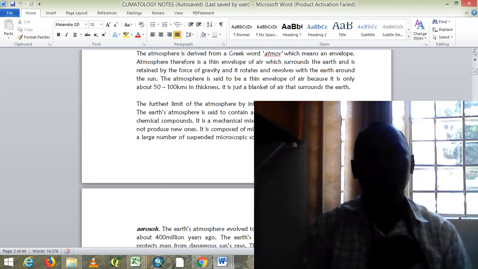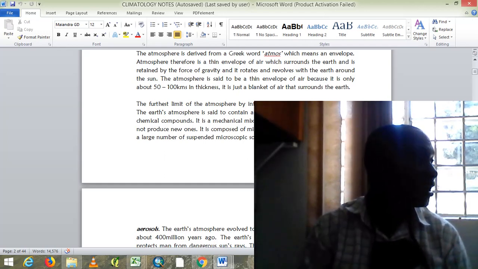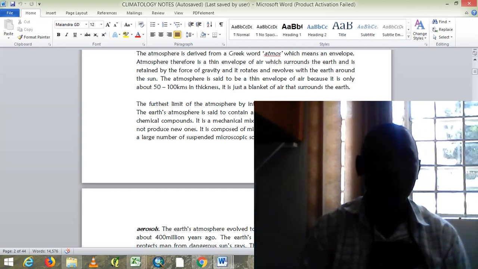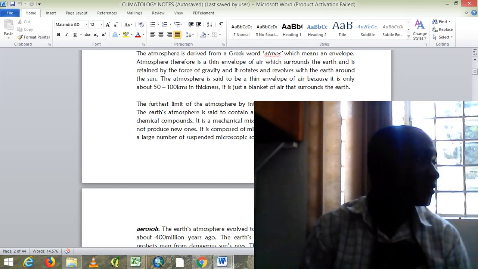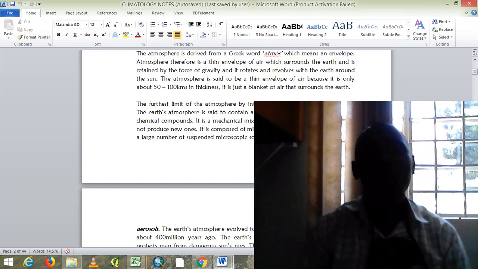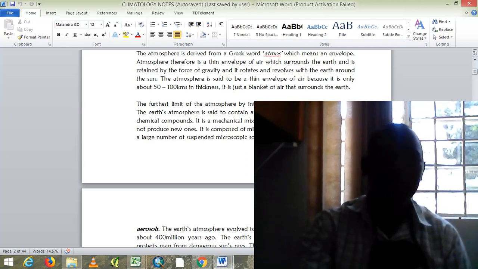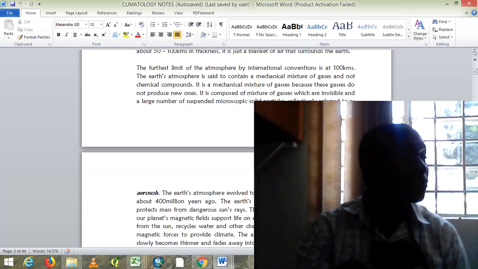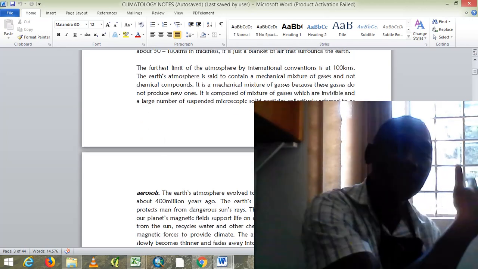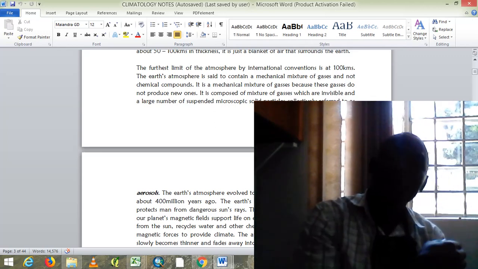So it is composed of a mixture of gases which are invisible. Of course, have you ever seen gas? Have you ever seen wind? Have you ever seen air? Have you ever touched it? You just feel it. They are invisible. And a large number of suspended microscopic solid particles, collectively known as aerosols. Aerosols, they are within the atmosphere there. But we don't see them.